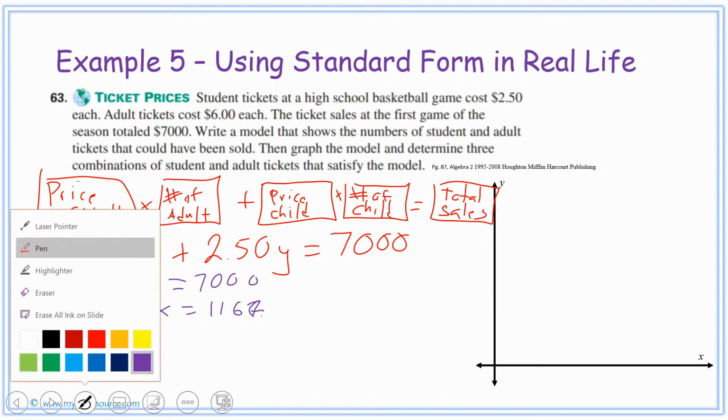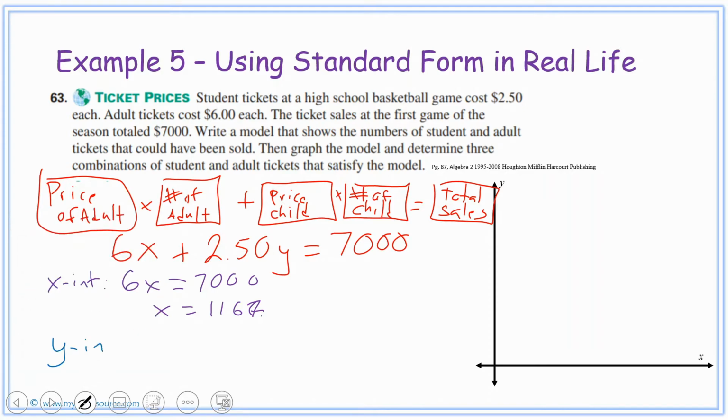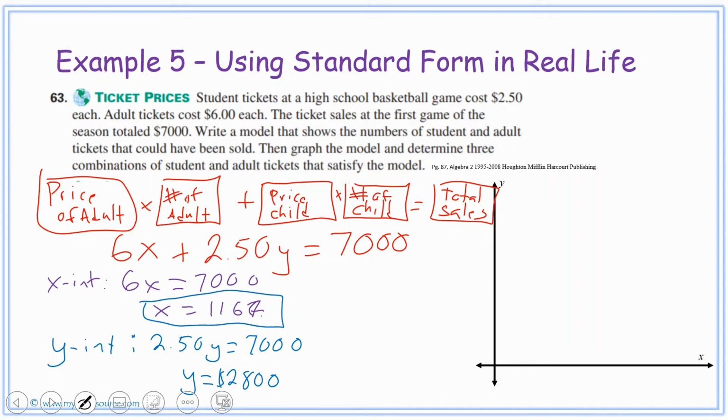And then our Y-intercept, different color. If we set our X equal to 0, we're left with 2.50 Y equals 7,000. And we can divide 7,000 by 2.5. And this one works out nice to 2,800. Right? And the reason why we rounded this one at this level of numbers, the value of that number, that 0.66666, won't really matter. So we just rounded that one up 1 unit.